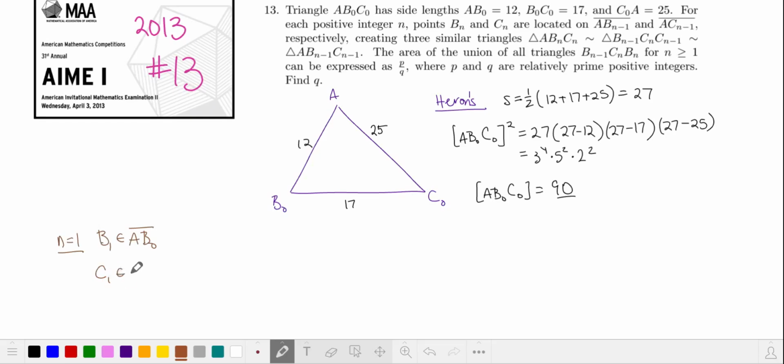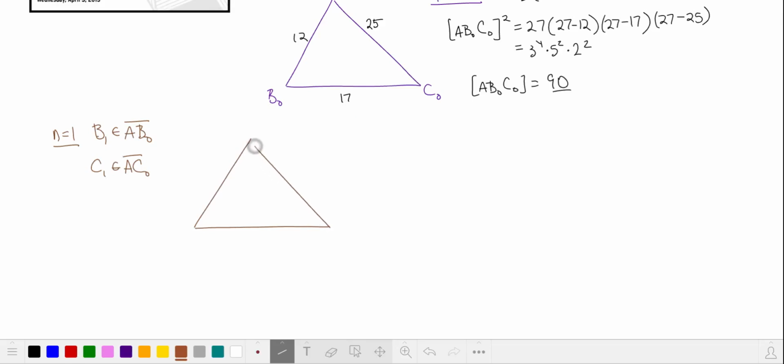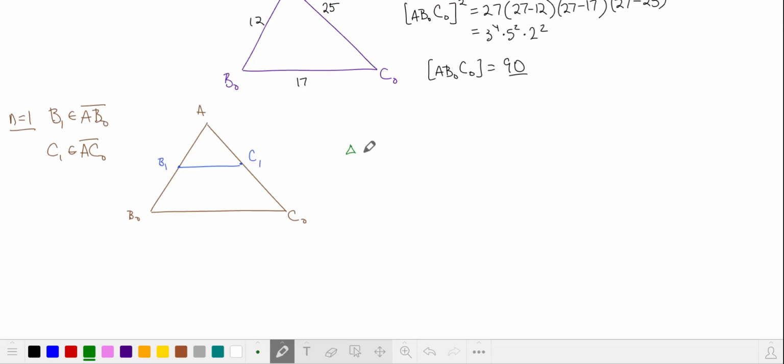C1 is going to be on segment AC0. So let's redraw this triangle with B1 and C1. According to the problem statement, our original triangle AB0C0 is going to be similar to triangle B0C1C0, and this is similar to AB1C1. So we have a congruent angle here, and these angles at C0 and C1 are also congruent. So let's sketch these three similar triangles.